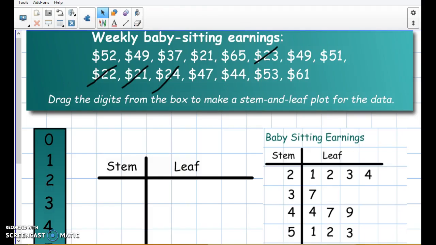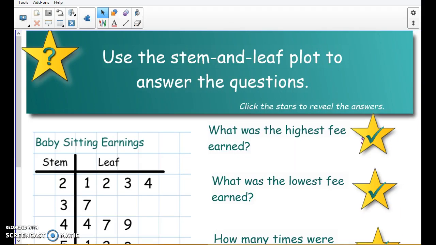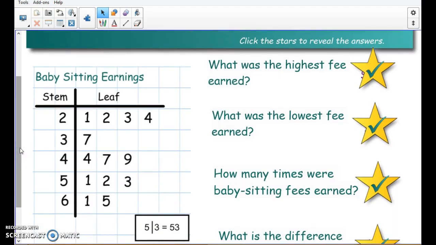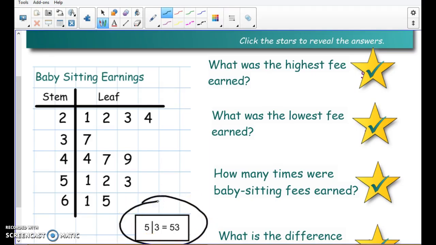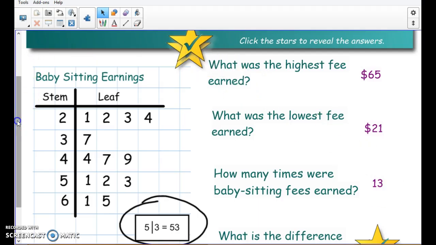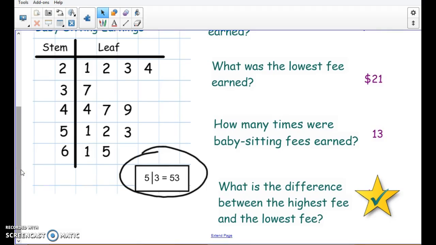Like the bar graphs and the pie charts, there are some questions that we can answer. This one says, what's the highest fee that was earned? We're going to look at the biggest number. With this little key here, a 5 and then 3 means 53. So our biggest number there would be 65. What was the lowest one earned? We look at our smallest number. A 2 and a 1 make 21. How many times? Then we can just count: 4, 5, 6, 7, 8, 9, 10, 11, 12, 13. So 13 times that they babysat. And what was the difference? Our highest is 65, our lowest is 21, a difference of $44.